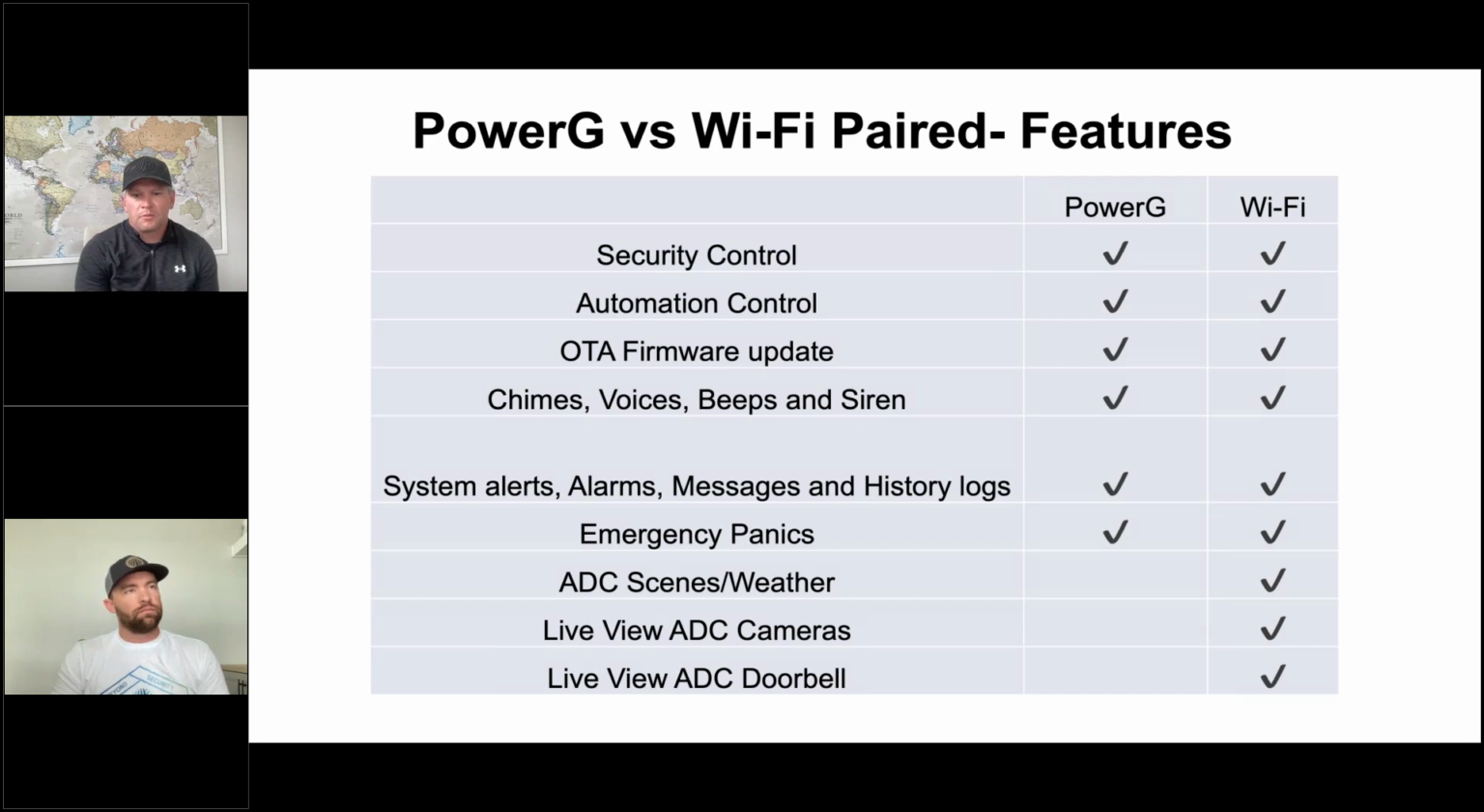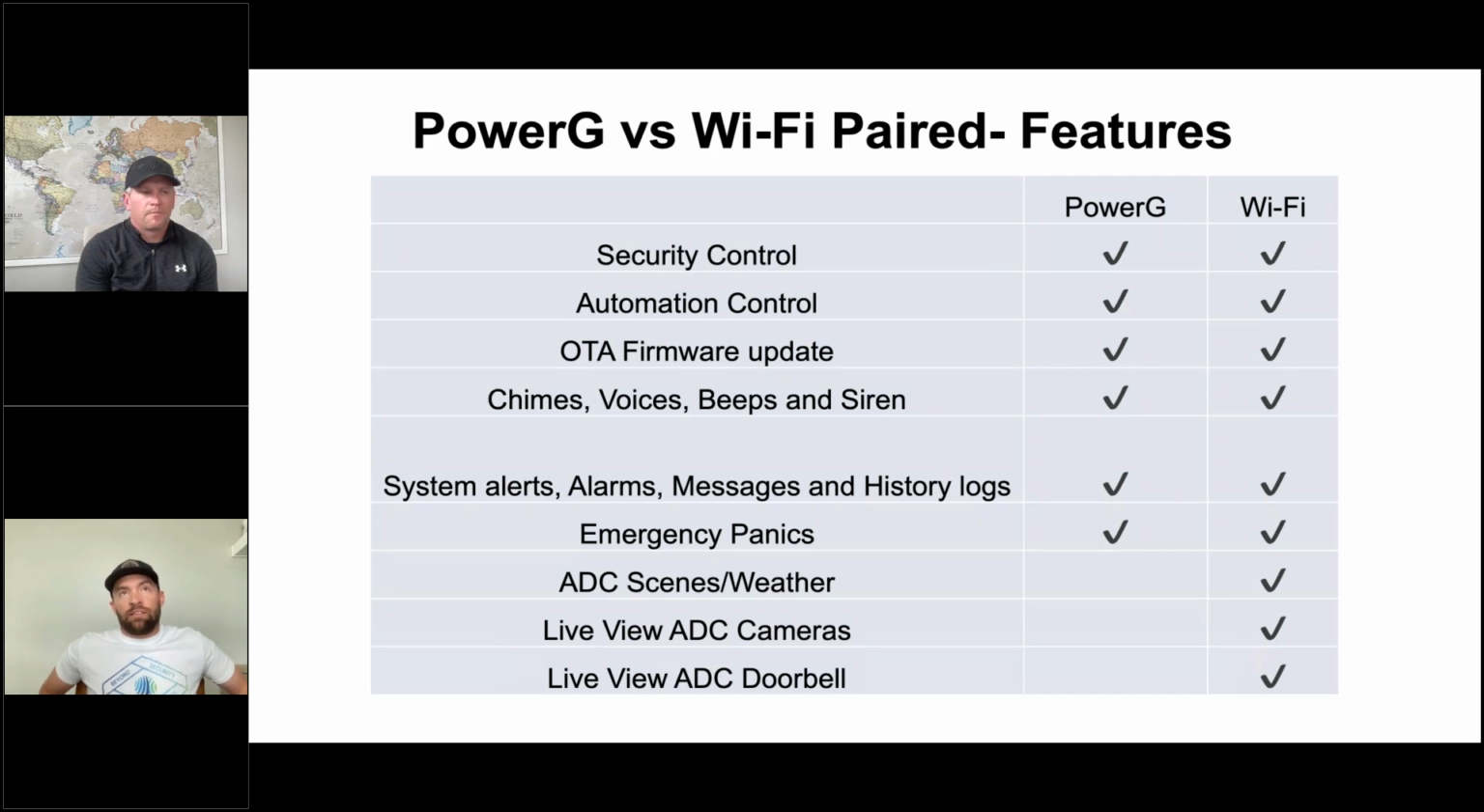So, one thing to mention there: the Alarm.com scenes, and when it comes to weather, if you don't have this thing paired Wi-Fi, you will miss out on those. And, I mentioned it earlier, the Alarm.com cameras. So if that's important to you, you definitely want to make sure this thing is connected Wi-Fi. And those doorbell notifications. So anything else to add there, Jason?